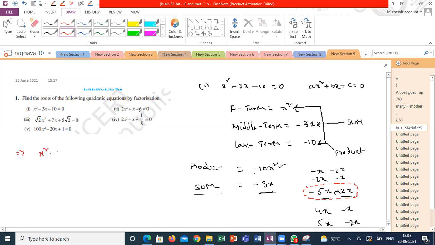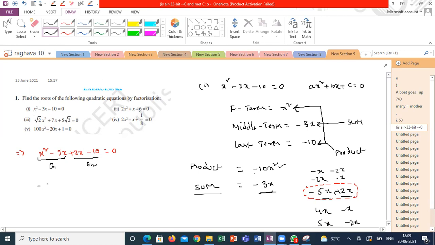So x square minus 3x I am writing as x square minus 5x plus 2x, because if I am summing, I am getting the given question only. I am not changing the question. I am remodifying the question into 4 terms. Now I am grouping the terms. This is my first group. This is my second group.